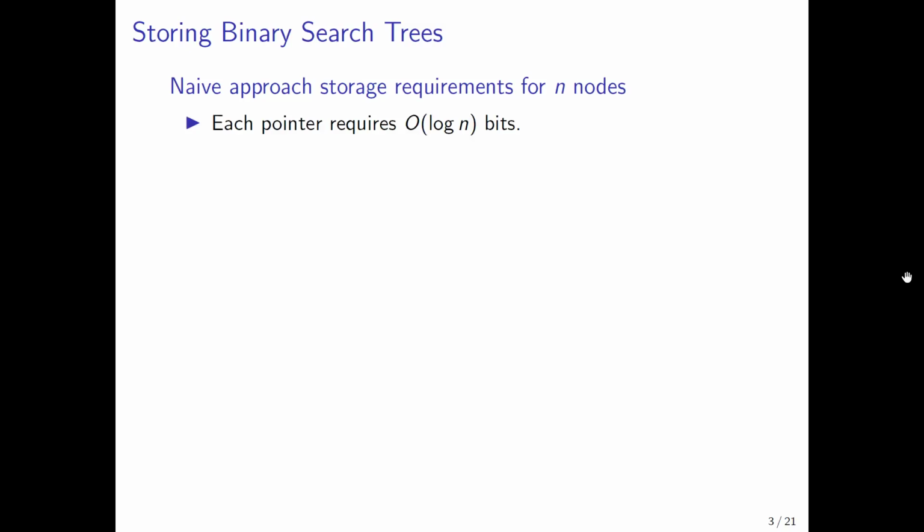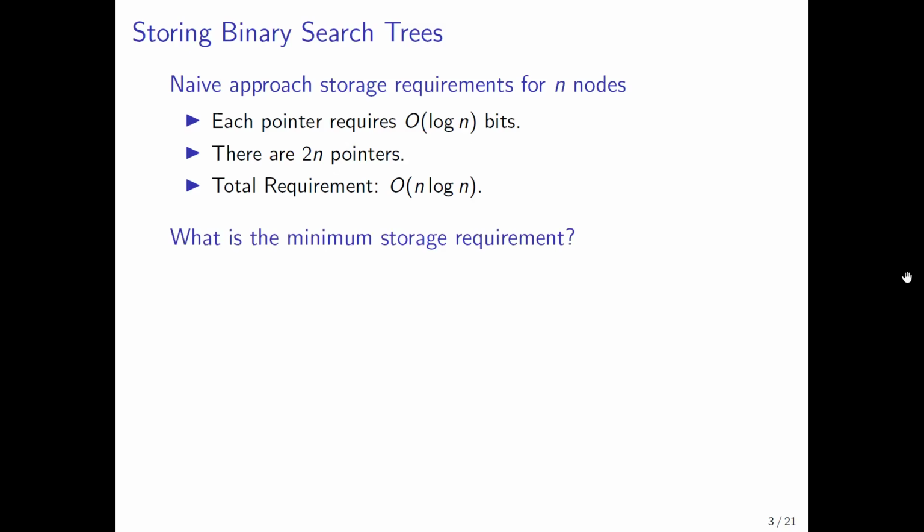And this is a pretty straightforward way of storing binary trees, and it requires O of log n bits for each pointer, because you need to be able to distinguish between all of the n nodes. And there are 2n pointers, so it requires O of n log n storage in order to store a tree with n nodes. And immediately you might ask, what's the minimum storage required to store a binary tree?